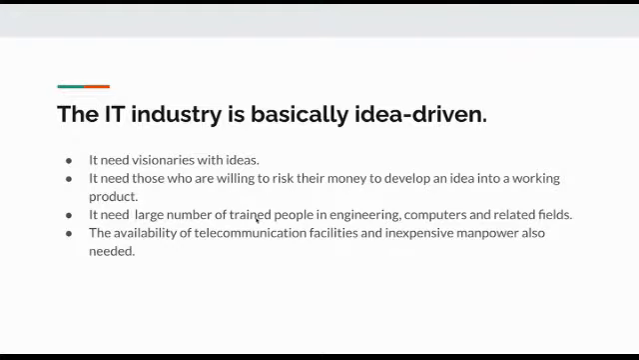Availability of telecommunication and manpower are also needed for this IT industry. That is why the IT industry is basically an idea driven industry. Okay, clear? Why is it called an idea driven industry? It is related to ideas, to trained people, and also to the facilities of telecommunication. All these things are related to the IT industry.